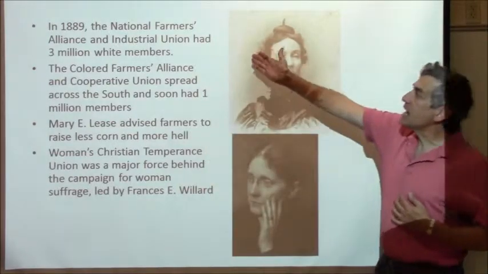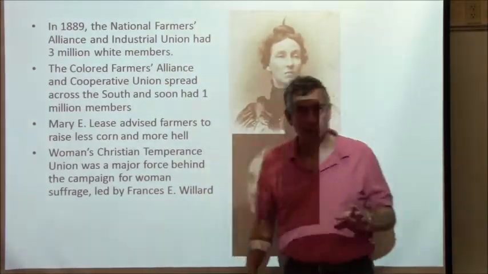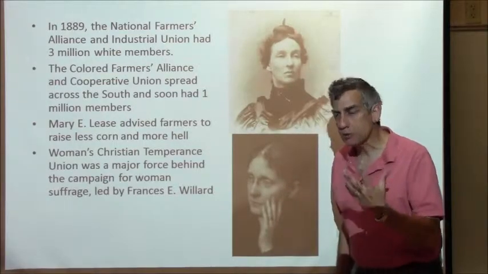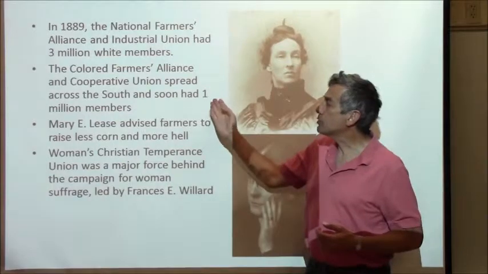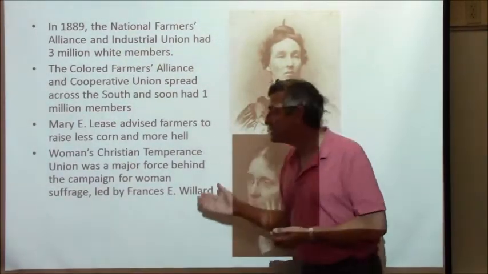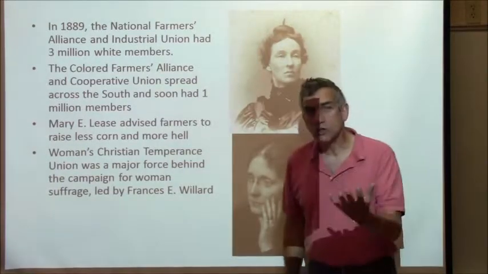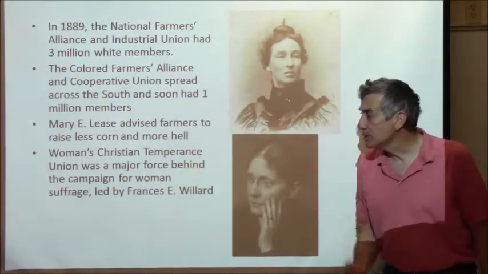In 1889, the National Farmers Alliance and Industrial Union had 3 million white members. So this is an organization that's going to be part of the populace. The Colored Farmers Alliance and Cooperative Union spread across the South and had another 1 million members. Mary E. Lease advised farmers to raise less corn and raise more hell. She was an instigator. She was an instigator for political action.